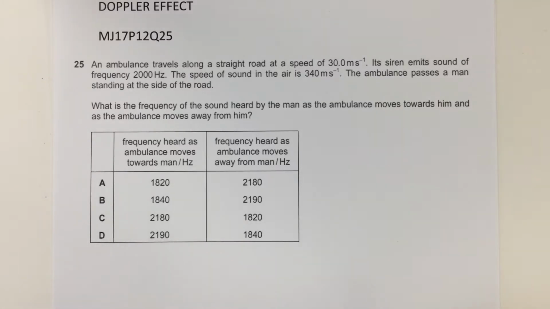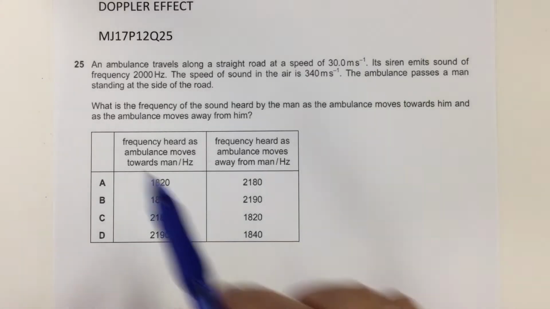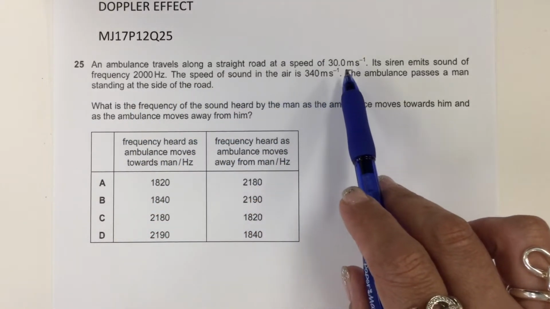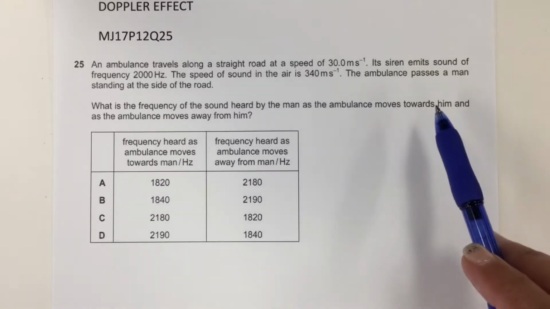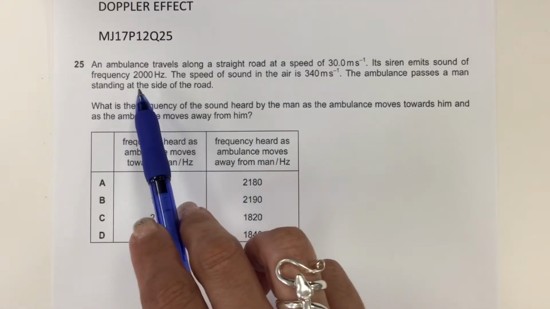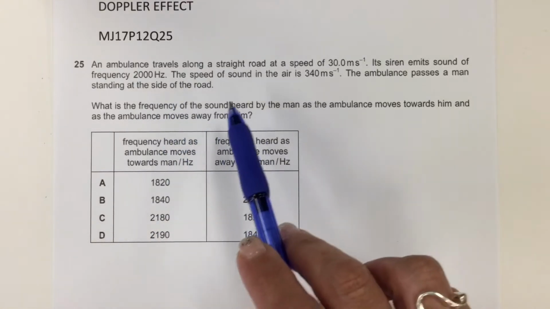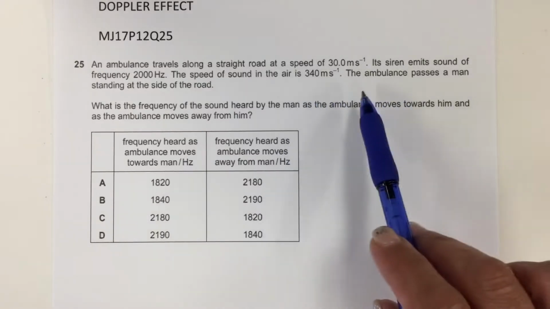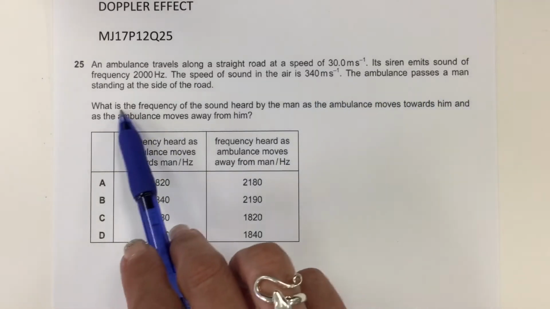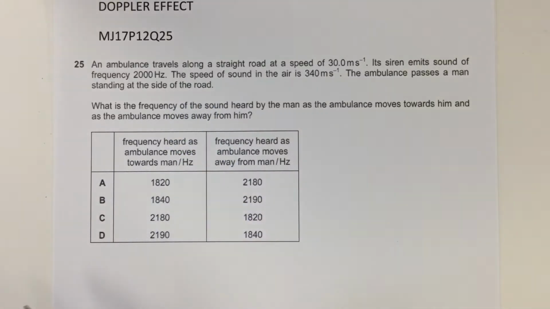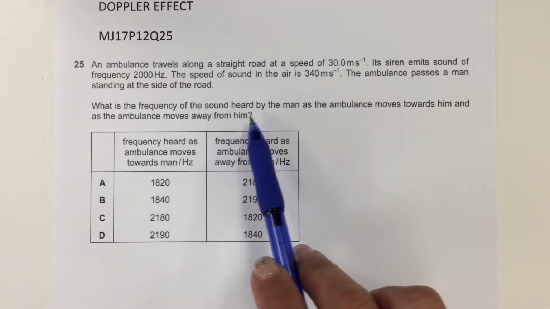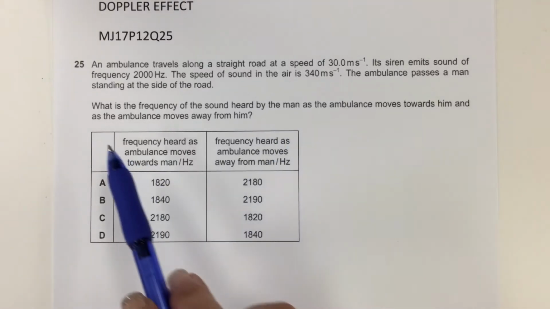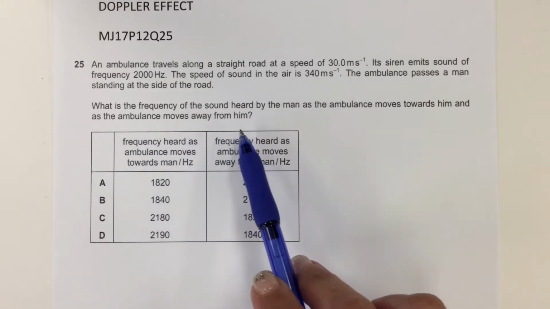Question about Doppler effect using the formula. An ambulance travels along a straight road at a speed of 30 meters per second. Its siren emits sound of frequency 2000 hertz. The speed of sound in the air is 340 meters per second. The ambulance passes a man standing at the side of the road. What is the frequency of the sound heard by the man as the ambulance moves toward him and as the ambulance moves away from him?